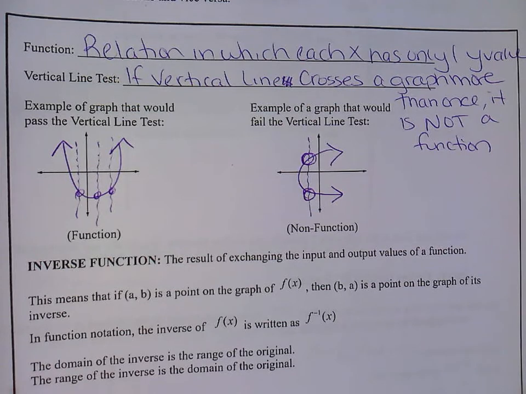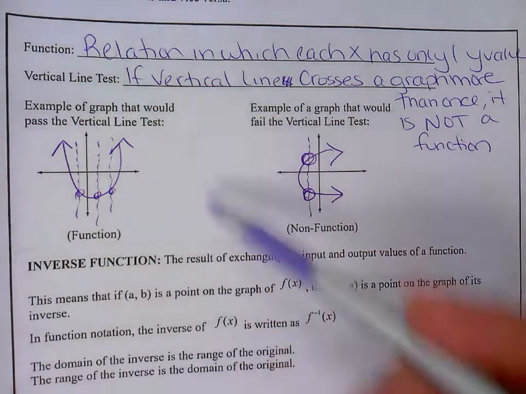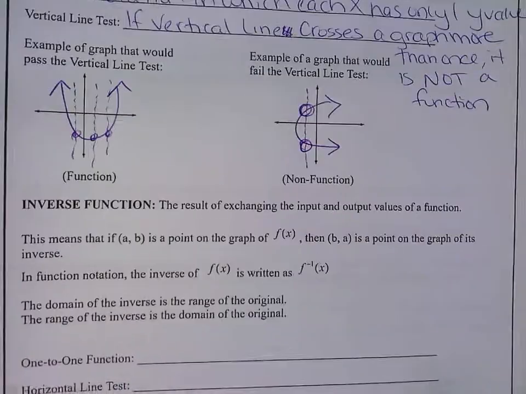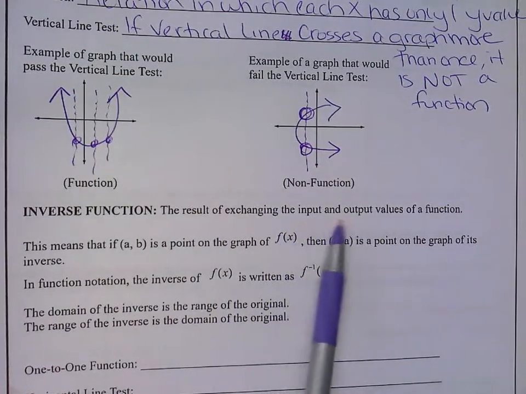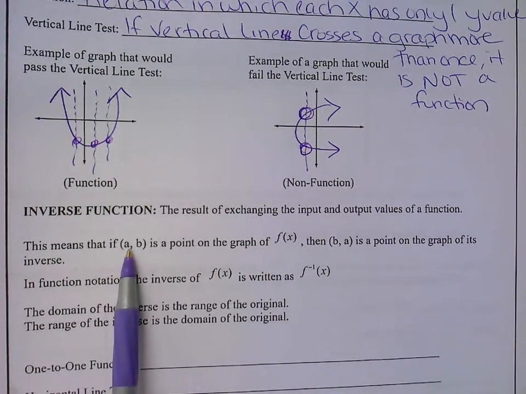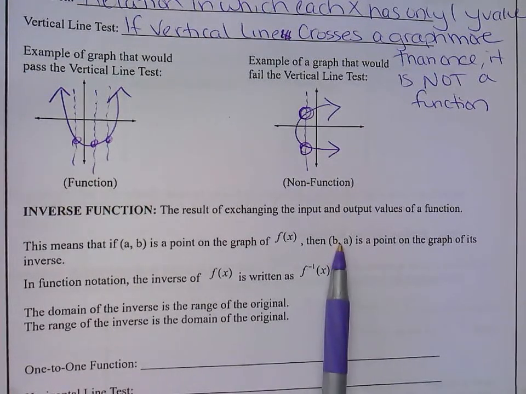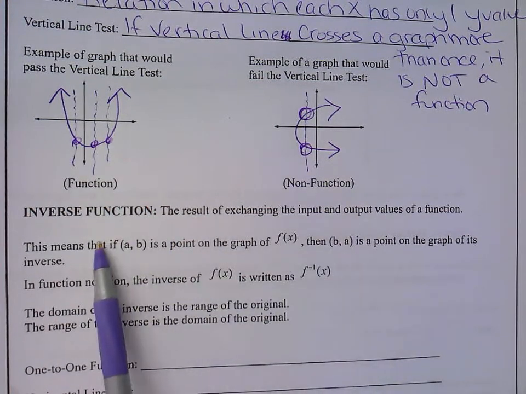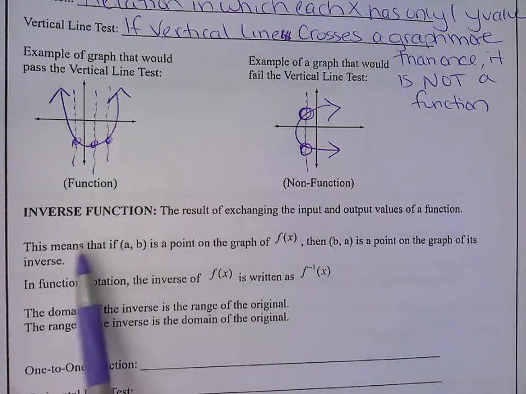They're really important now that you're going to see what an inverse function is, now that we know what a function is. So an inverse function is the result of exchanging input and output values. So if you have a comma b, now you're going to have b comma a. So you just switch the x and y values and you go from inverse to original function.